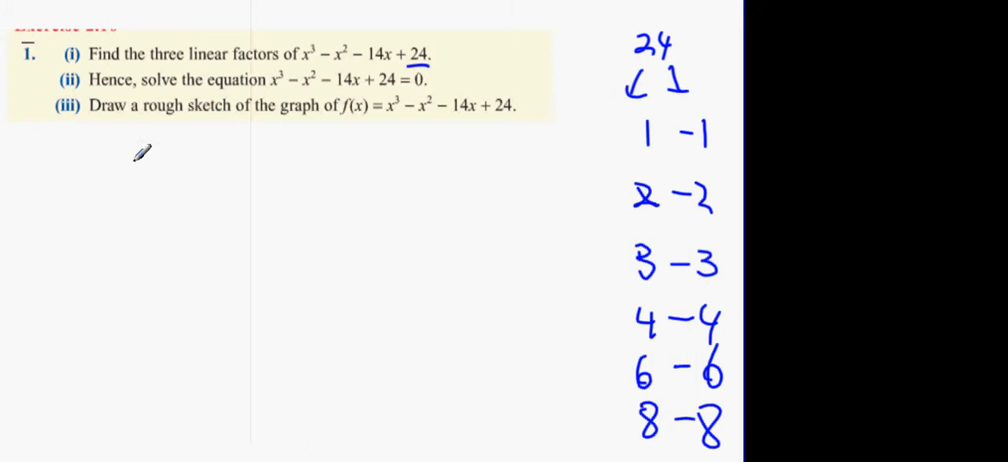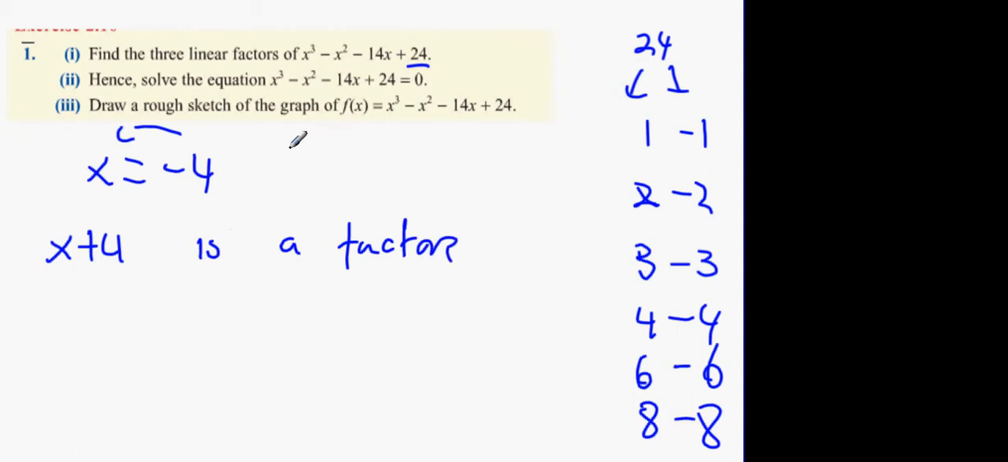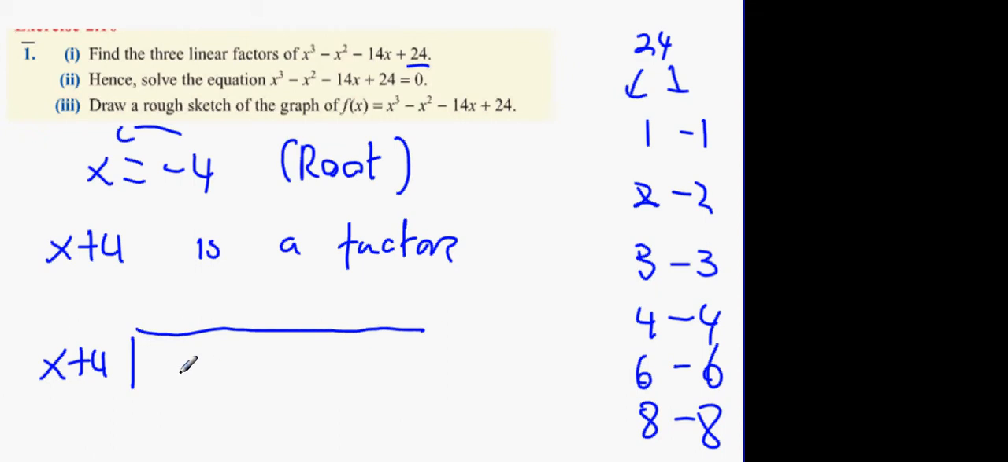Okay, x equals minus 4. This means bring minus 4 over the other side. This means x plus 4 is a factor. Now, this one here is a root: x equals minus 4 is the root, and x plus 4 is the factor. So we're going to divide x plus 4 into all the other ones. We're going to do x cubed minus x squared minus 14x plus 24.